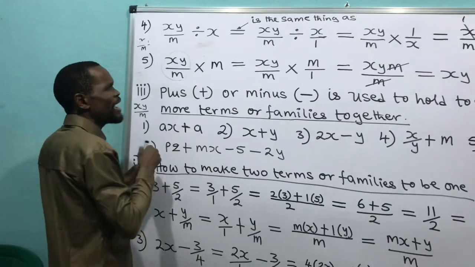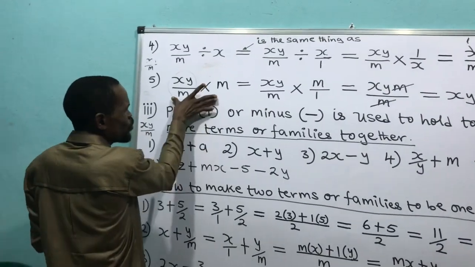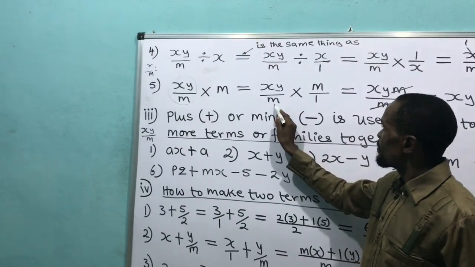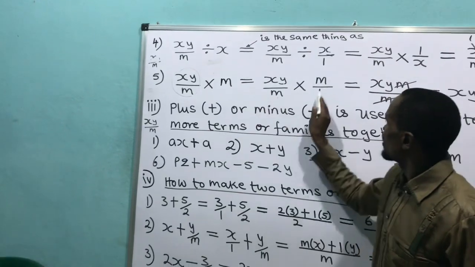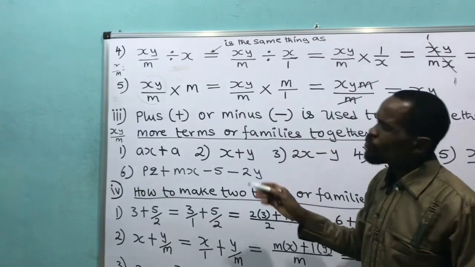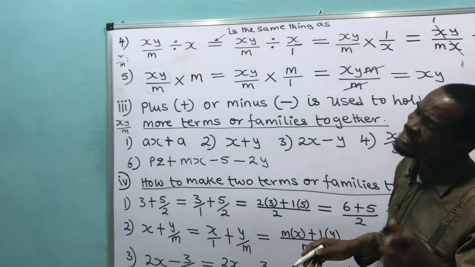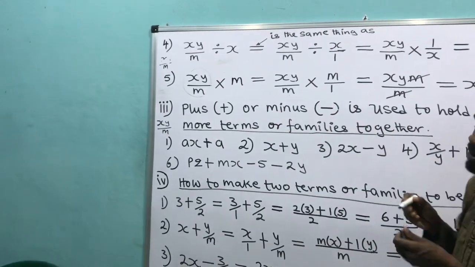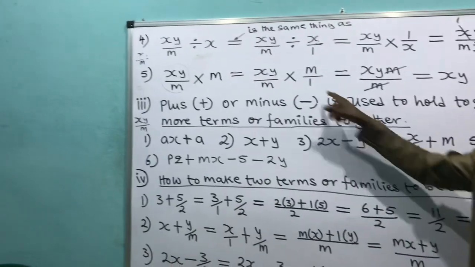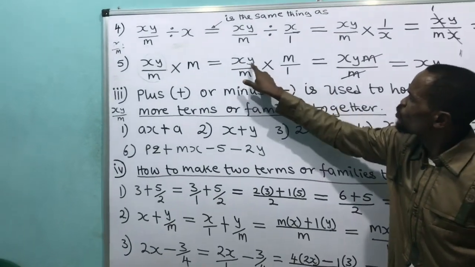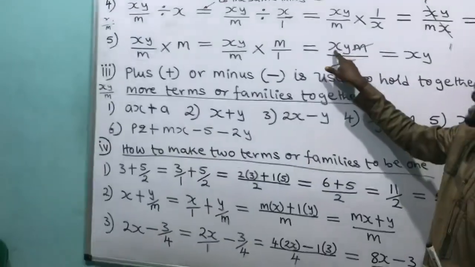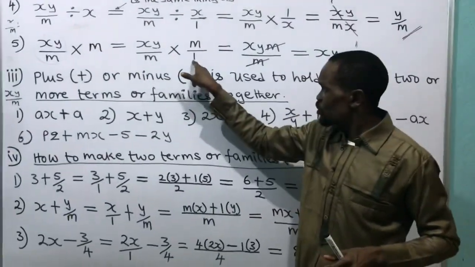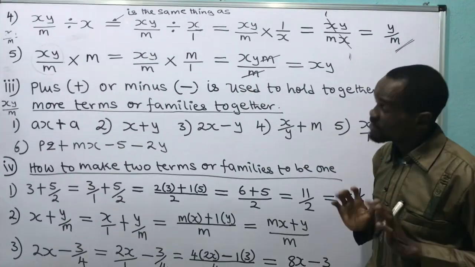As I multiply by m, what we will write here is the same as xy over m times m over 1. How did I get the 1? You remember that any term you write is divided by 1. As I write this term, it is divided by 1. I have applied the 1. As I apply the 1, xy times m will give me xym. The denominator m times the denominator 1 will give me m. I think you are following me.